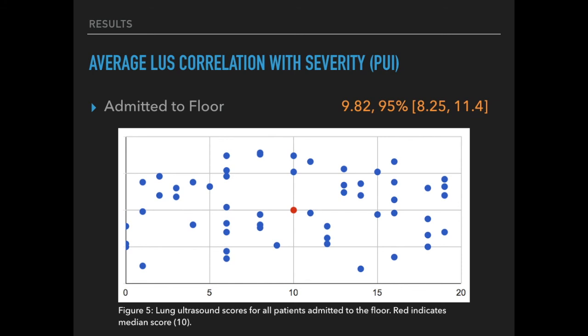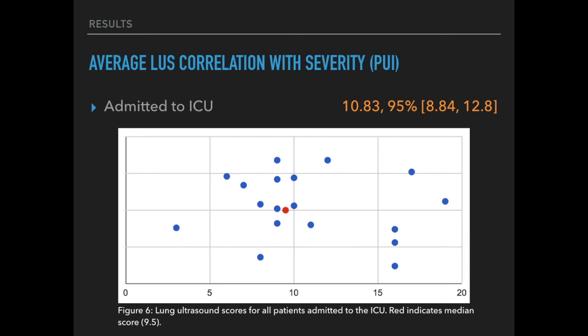Move to patients that were admitted to the floor. Scores are all over the place, but they've moved up. The average moved from 5.18 to 9.82, and the median score went up to 10. We move to patients that were admitted to the ICU. The grouping shifts further over to the right. The mean moves up a little bit to 10.83.